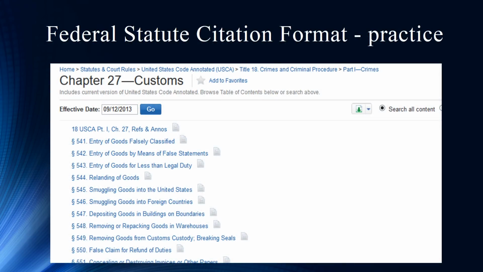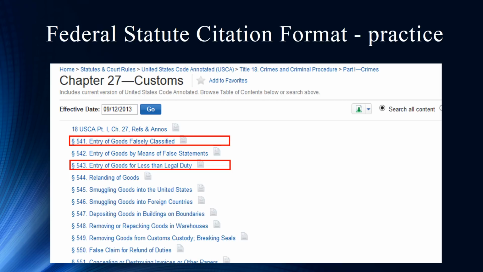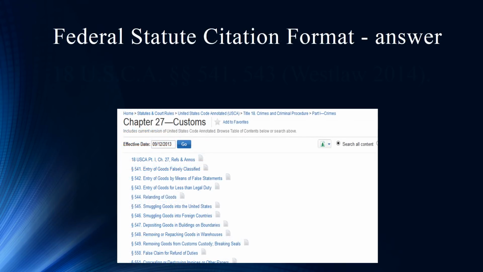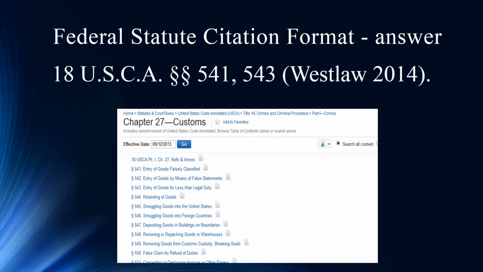Let's do some more practice using the same example as above, only this time we only want to cite to sections 541 and 543. As you can see, since we are only citing to sections 541 and 543, we are not separating the two by a hyphen, because that would mean that we were citing to sections 541, 542, and 543. Instead, we separate it by a comma.